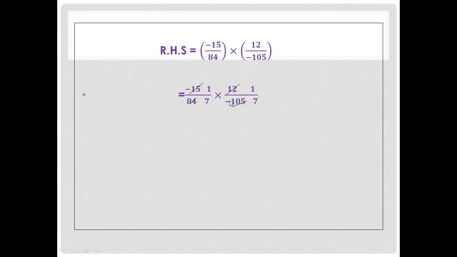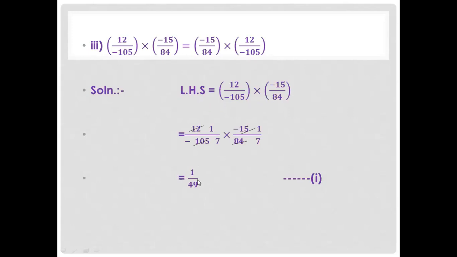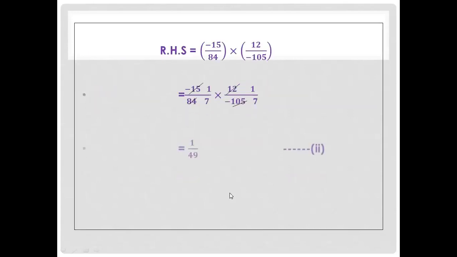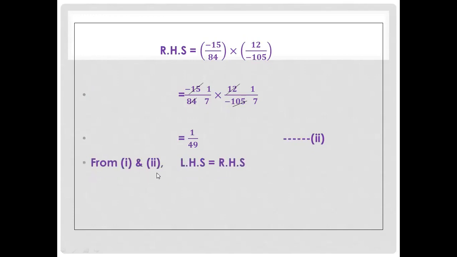So the minus sign cancels with the minus sign. 1 into 1 is 1, 7 into 7, 7 sevens are 49. So you can check that the second answer is also 1 over 49. Look at the first answer 1 over 49 and the second answer 1 over 49. So at the end you write from 1 and 2 that left hand side is equal to right hand side. So this is the commutative property of rational numbers with respect to multiplication.